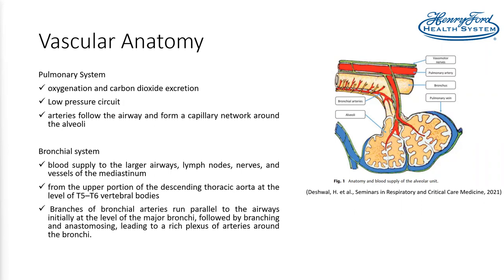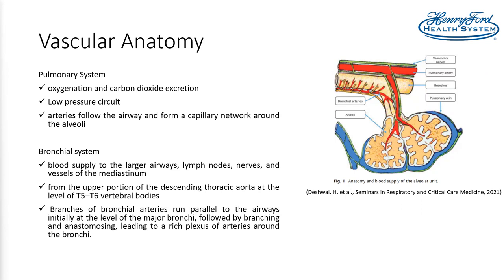Now, the bronchial system is the system that supplies blood to the larger airways, the lymph nodes, the nerves, and the vessels of the mediastinum. It is higher pressure, systemic pressure, and it comes from the upper portion of the descending thoracic aorta at the level of the T5 and T6 vertebra.